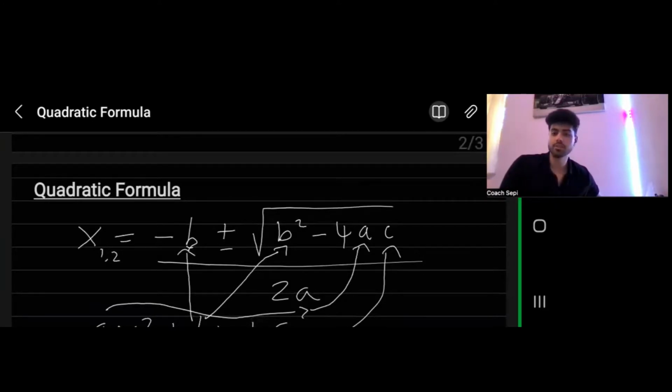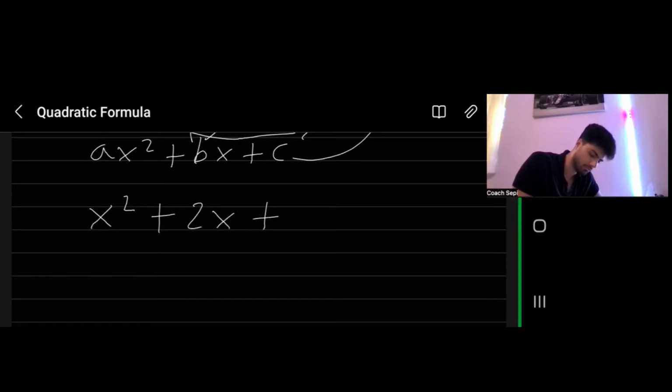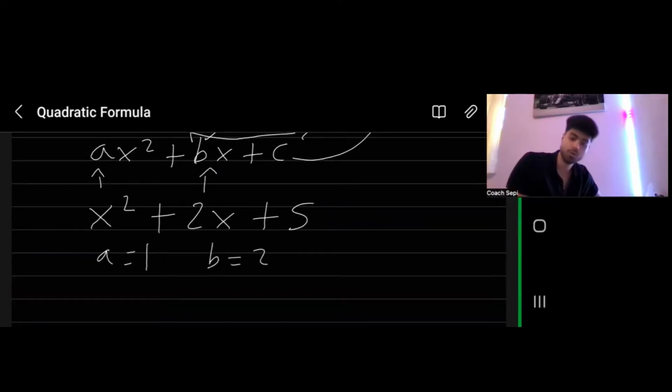Let me give you an example. For example, let's say we had x squared plus 2x plus 5, right? In this scenario, a would be 1, b would be 2, and c would be 5.